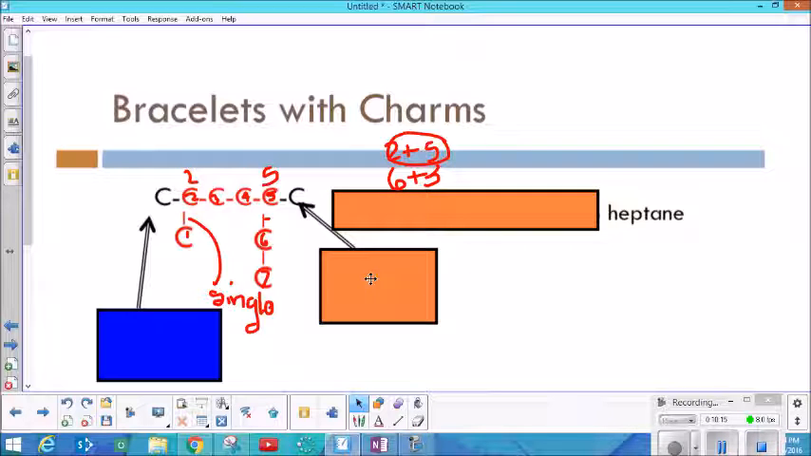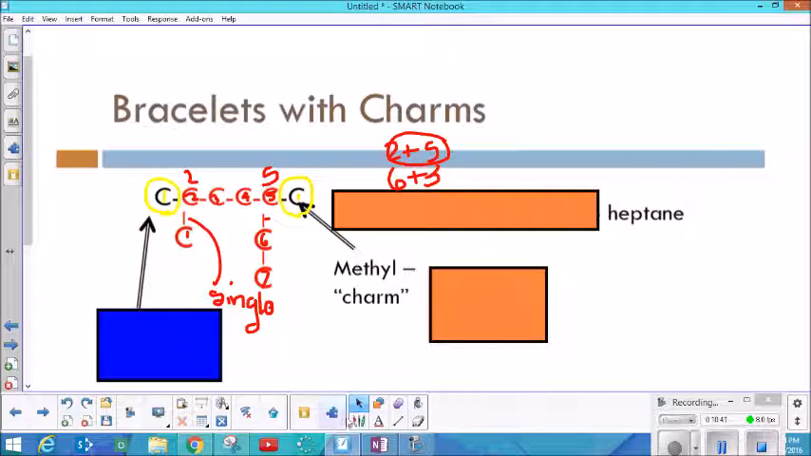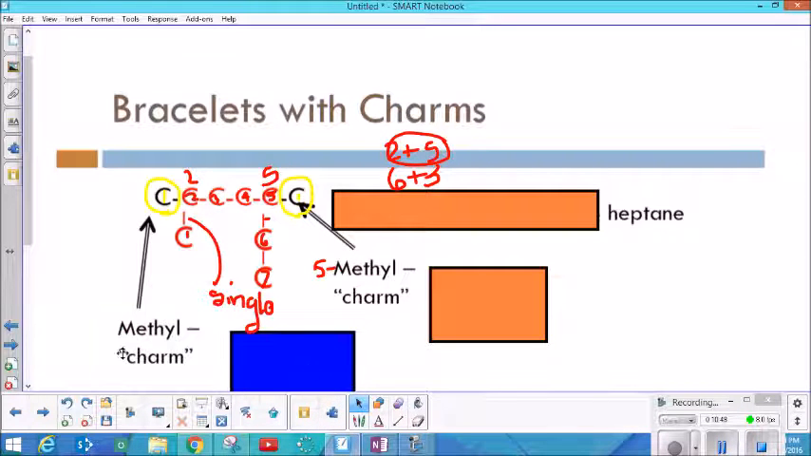Now what's my first name? My first name is based on these charms. So I have a charm here at 2 and a charm here at 5. They're both the same kind of charm. It's a 1 carbon charm, so you have 2 of them. So you have a methyl charm here. It's technically a 5-methyl. And we also have a methyl charm over here, and that is a 2-methyl.